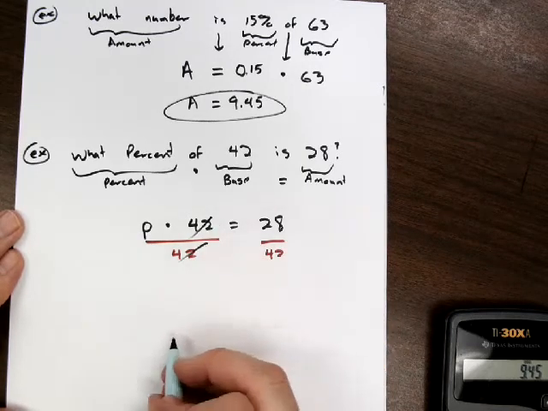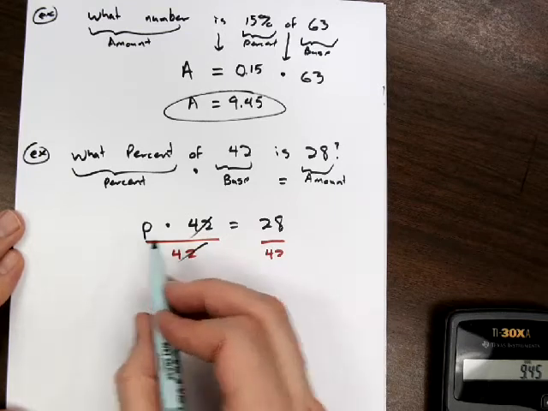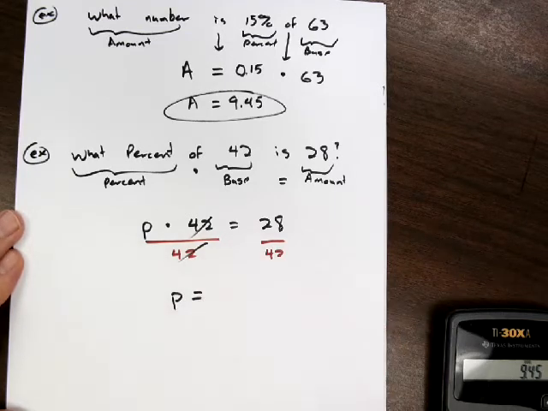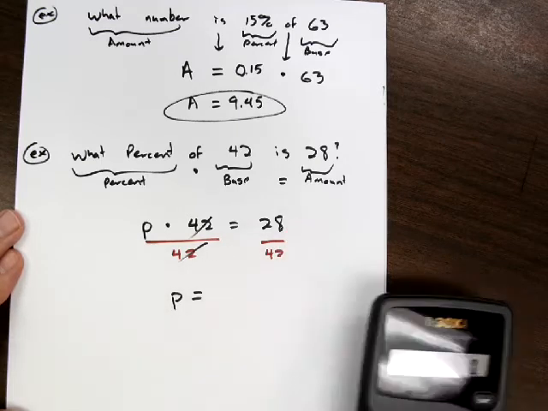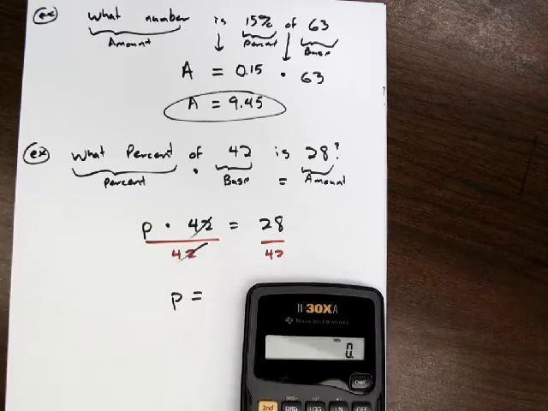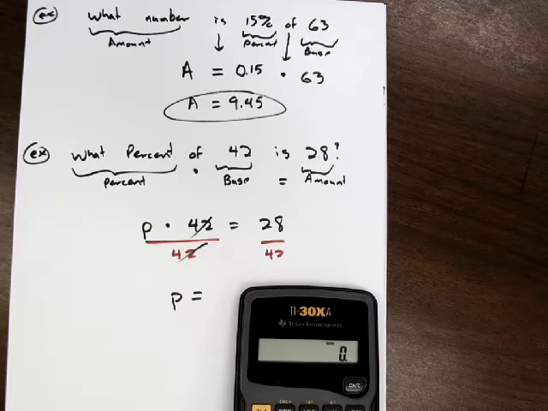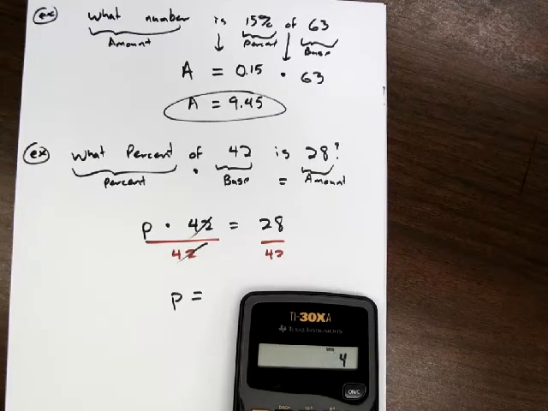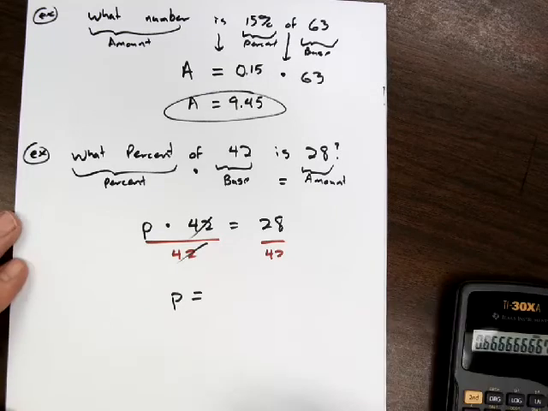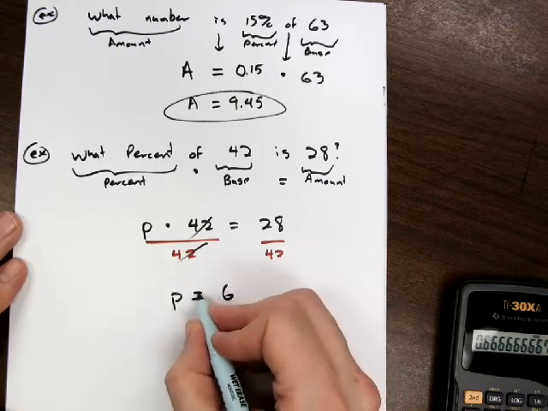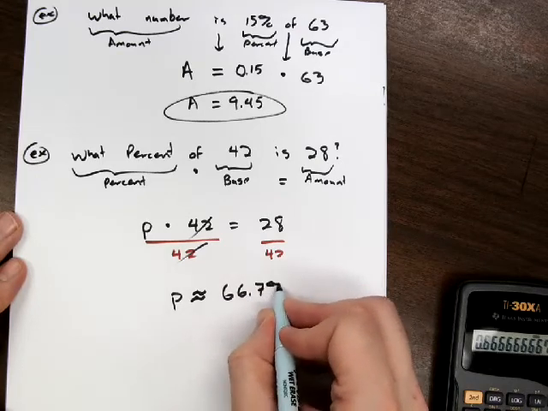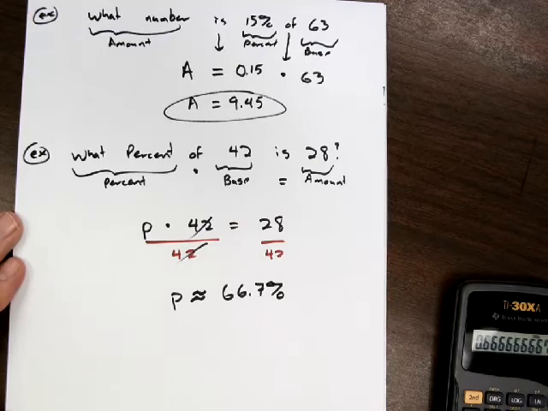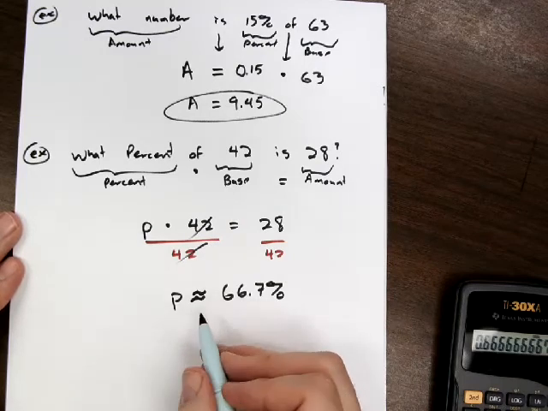Which is why I want you guys to do this kind of translation. So, 28 divided by 42, let's see what happens. Well, it looks like we've got 66.6 bar. So I'll change this to approximately 66.7%. And there we go.